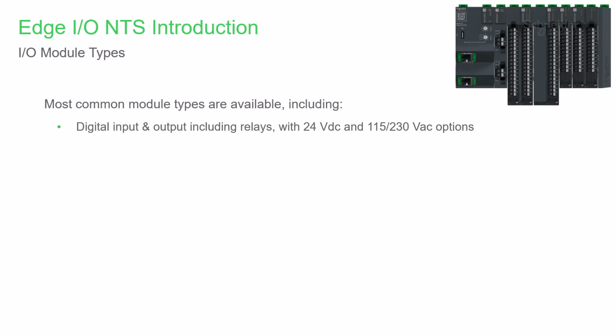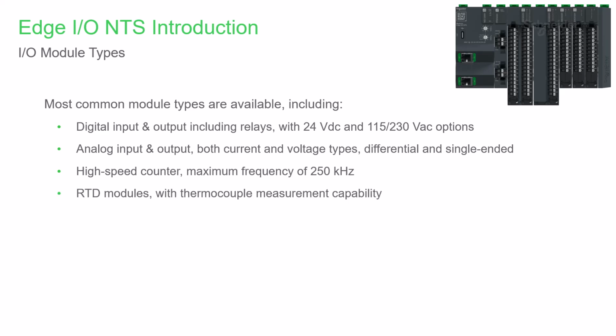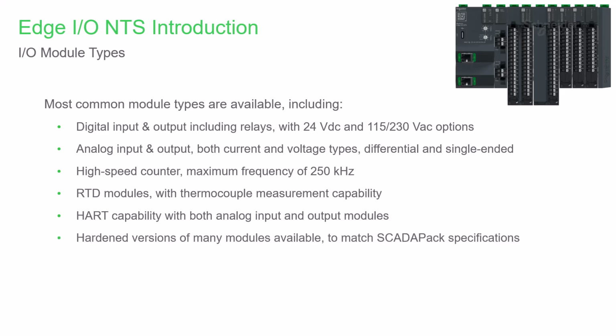This includes digital input and output modules, including relay output modules, analog input and output modules, both current and voltage types, and both differential and single-ended options. High-speed counter modules are available with a maximum counting frequency of 250 kHz. There are RTD modules, which also work with thermocouples, and HART capability will be available with both analog input and output modules. To match the environmental specifications of your SCADAPack, hardened versions of many modules are available.